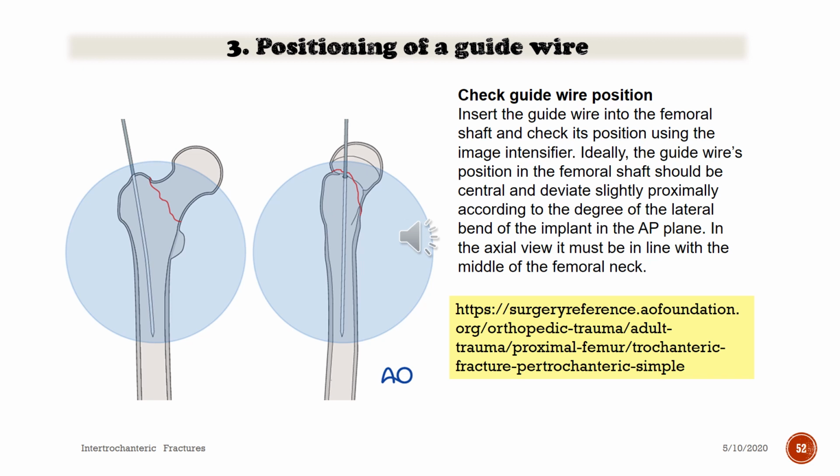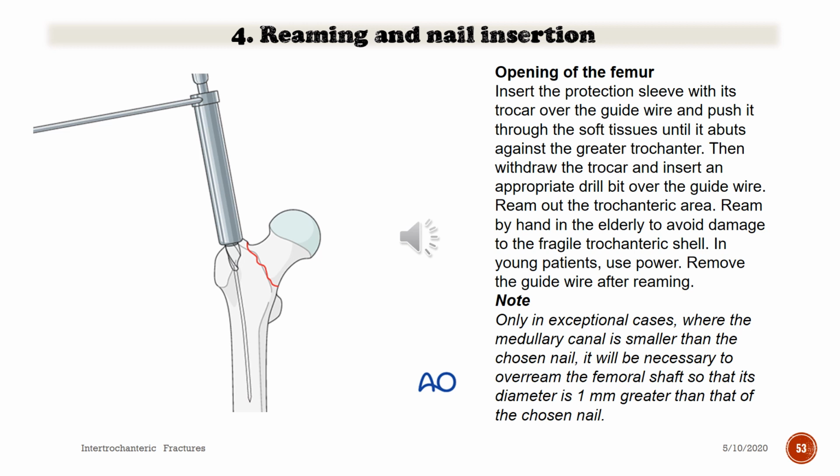Opening of the femur. Insert the protection sleeve with its trocar over the guide wire and push it through the soft tissues until it abuts against the greater trochanter. Then withdraw the trocar and insert an appropriate drill bit over the guide wire. Ream out the trochanteric area. Ream by hand in the elderly to avoid damage to fragile trochanteric shell. In young patients, use power. Remove the guide wire after reaming.